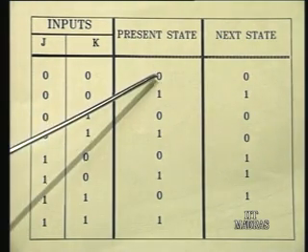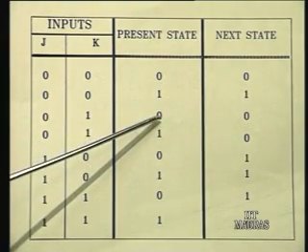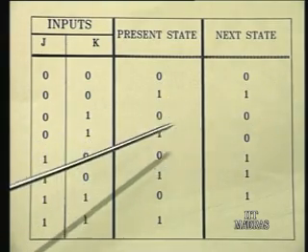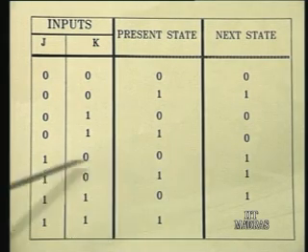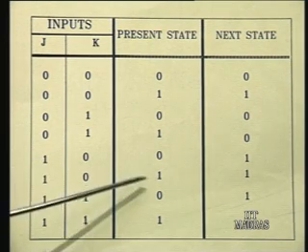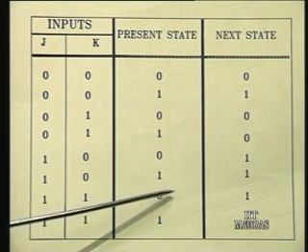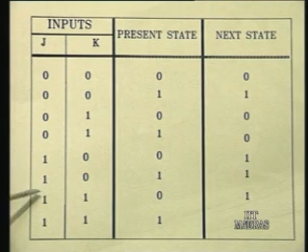See, present state 0, the next state is 0 in this case. Present state is 0, next state 0 in this case. The present state is 1, the next state is 1 only for j being 1. Similarly, here too, present state is 0, the next state is 1 only for j being 1, and we have considered the case of j being 1, right.